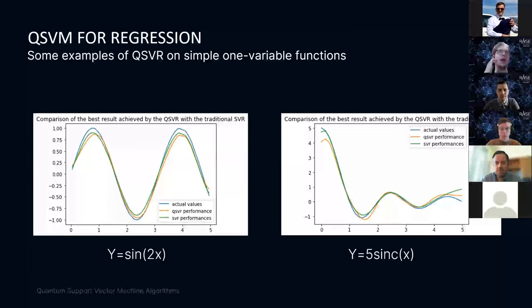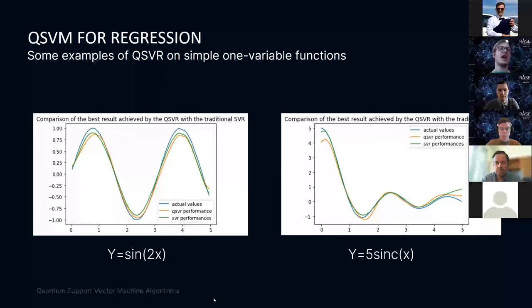So now I would like to provide you with some graphical results about my regression. I chose to bring you these pictures because they relate to a very simple case where we apply the regression to a one-variable function, more specifically a sine function with a frequency equal to 2 and a sinc function with an amplitude which is five times the usual amplitude. As you can see, I've put in the legend the actual values in blue and the quantum SVR in green. For simplicity, to avoid too much clutter, I only put the best results for each solution combination method. And finally, you can see the classical SVR performance trained on the same problem.